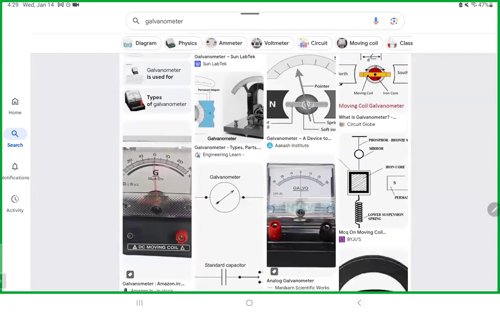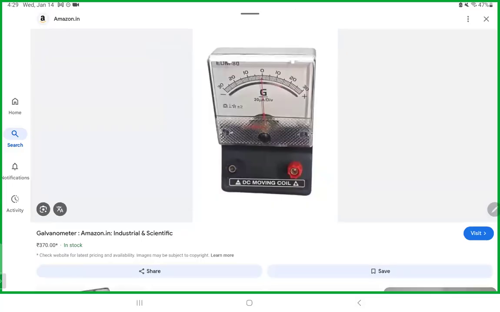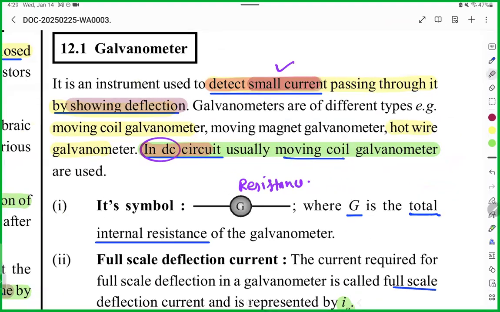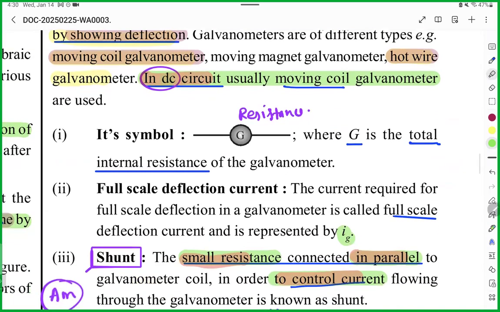Correct? And you must have seen this. Whatever you do, you will use a galvanometer in almost every device. Moving coil galvanometer you have in your syllabus. Moving magnet galvanometer you don't have. Hot wire is not considered part of your syllabus. And in the moving coil galvanometer that we have in syllabus, we use DC, not AC, because for AC we have an entirely different chapter. DC, this one. Symbol of galvanometer is G.